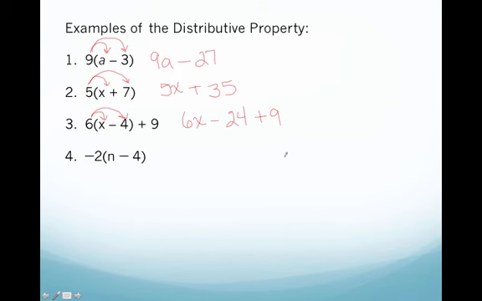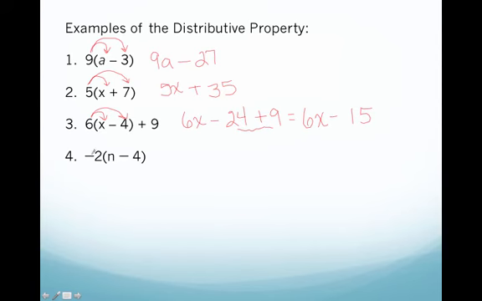We're going to talk about simplifying expressions tomorrow, but what do you think? Do you think I'm going to leave this like this? Nope, I'm not. I'm going to combine those two constants so that I get 6x and it'd be negative 15.